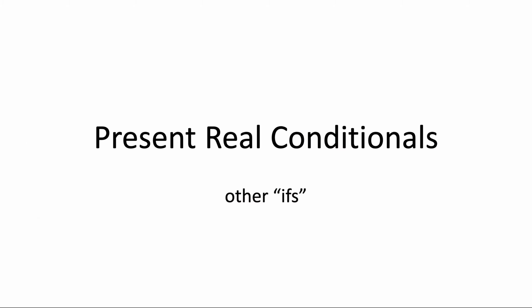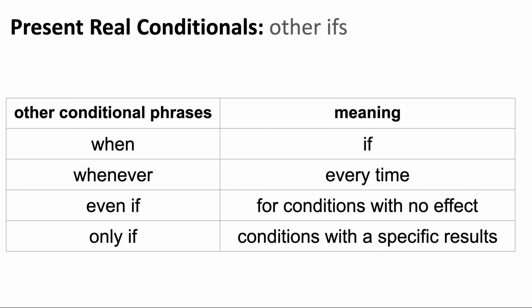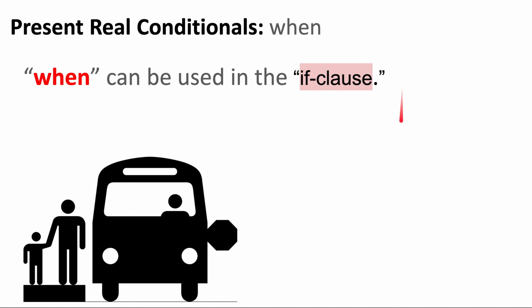Now let's look at other conditional phrases. The other conditional phrases are when, whenever, even if, only if. When means the same as if. Whenever means every time. Even if is used for conditions with no effect on the result, and only if is used for conditions that have a specific result.